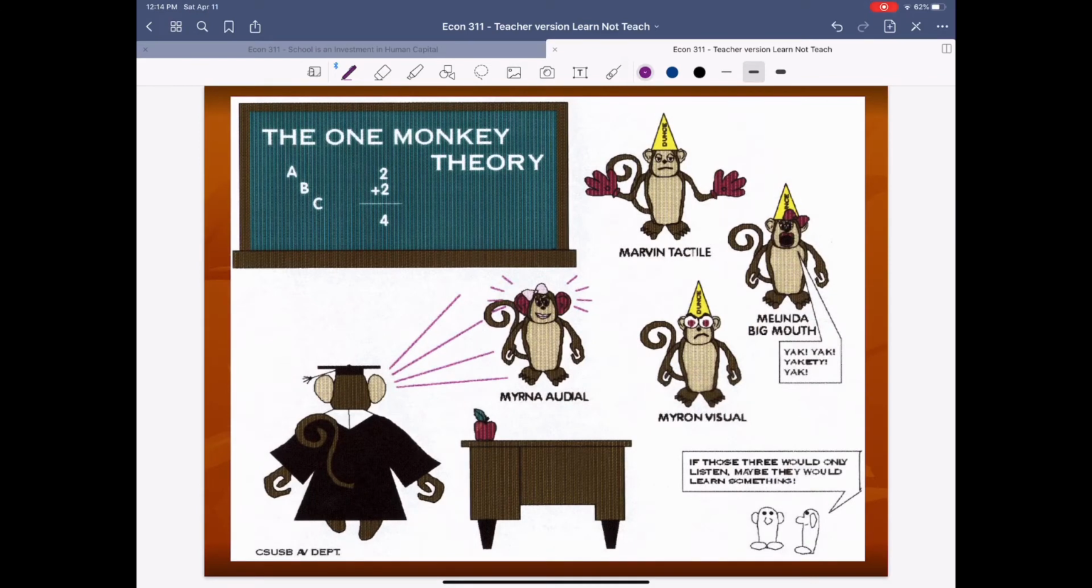The last one is the one monkey theory. And this is suggesting that all students have the same learning method. And this slide, I like this because it shows you that there are very different students you're going to encounter. You've got Marvin Tactile, and if you've ever met your tactile students, or you will know when you meet them, they have to touch things.